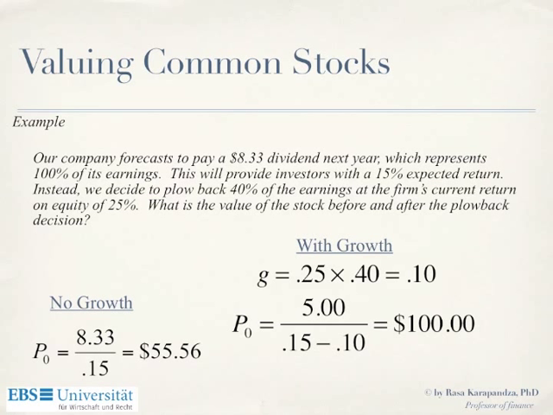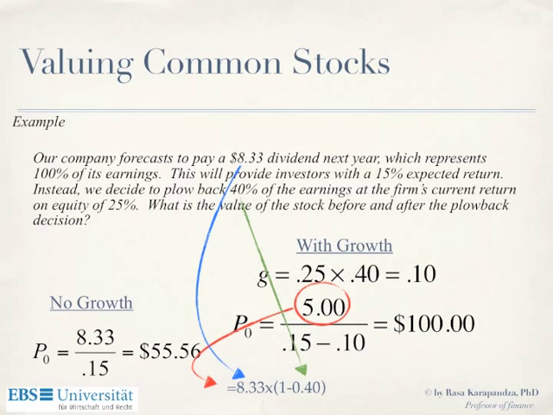Now, why is C1 5 and not 8.33? Well, this 5 actually comes from the fact that out of these $8.33, you choose to reinvest 40 cents. So to your shareholder, you will actually pay 1 minus 0.4. You will pay out 60%. And this is how we get to the 5. Yes, we will have less in a year from now, but we will grow. This will grow over time. So it's not necessarily worse that you have reinvested one part.